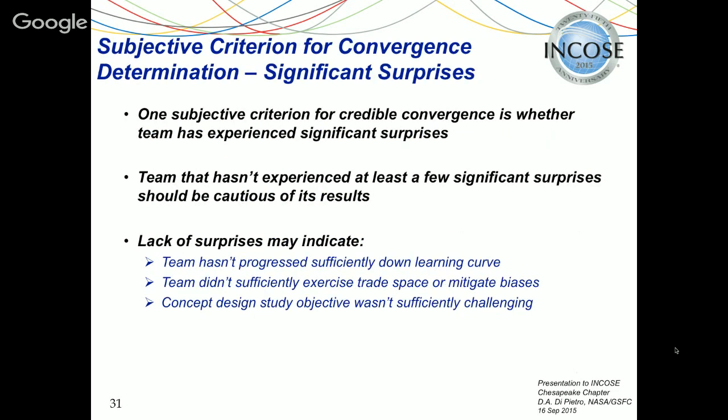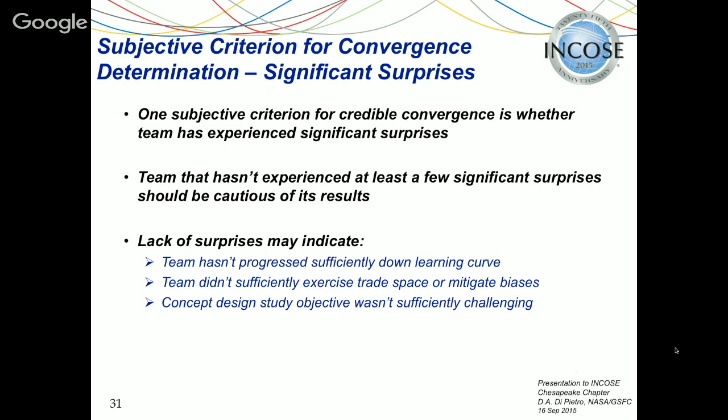All right, so one subjective criterion for whether credible convergence has been achieved is whether the team has experienced significant surprises. Now, if you've gone through this process and you haven't experienced at least a few significant surprises, you should be cautious of your results. A lack of surprises may indicate you haven't progressed sufficiently down the learning curve, or the team didn't sufficiently exercise the trade space or mitigate biases.